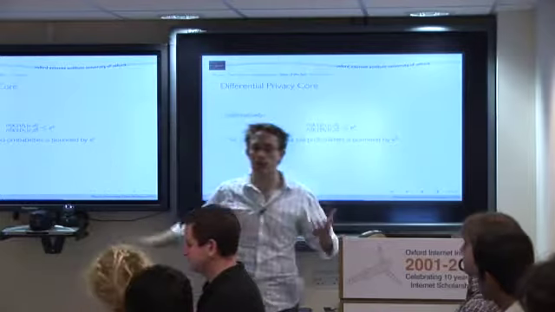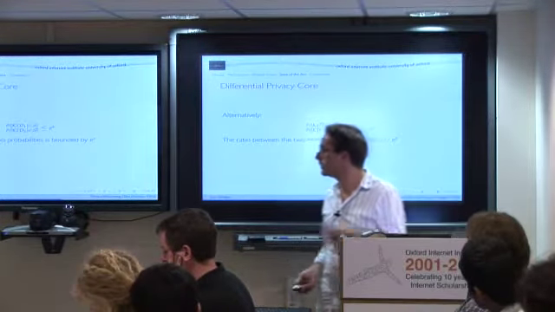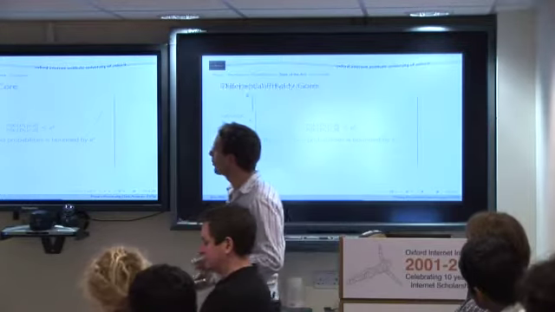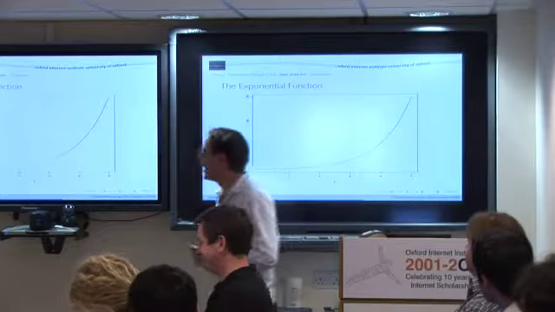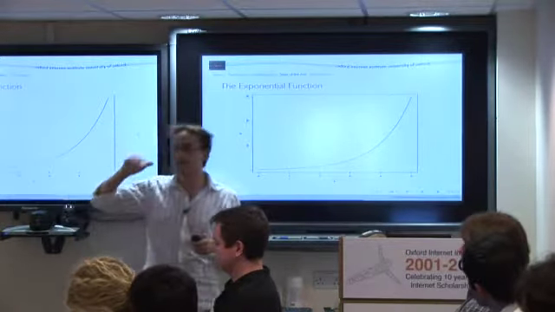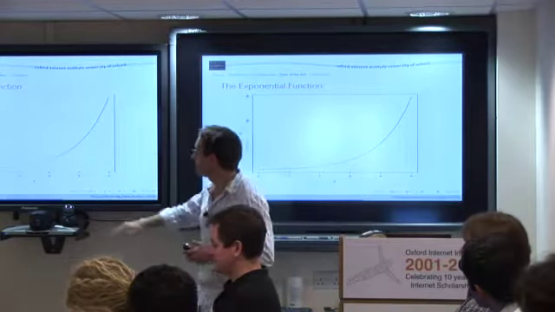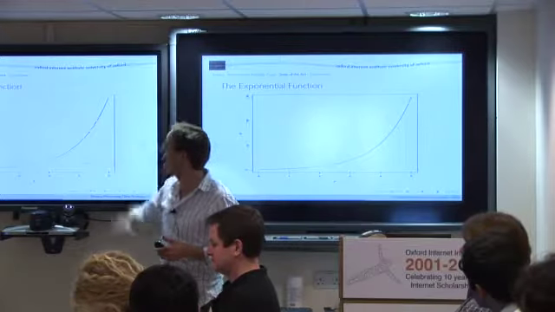So we say it's epsilon differential privacy, where epsilon is a value that we choose in order to get the privacy guarantee we want. For those of you who aren't familiar with the exponential function, it looks like this. So the idea is that if your epsilon is very, very small, then the probabilities are going to be very, very similar. If the epsilon gets larger and larger, then the differences between those probabilities can be higher and higher.